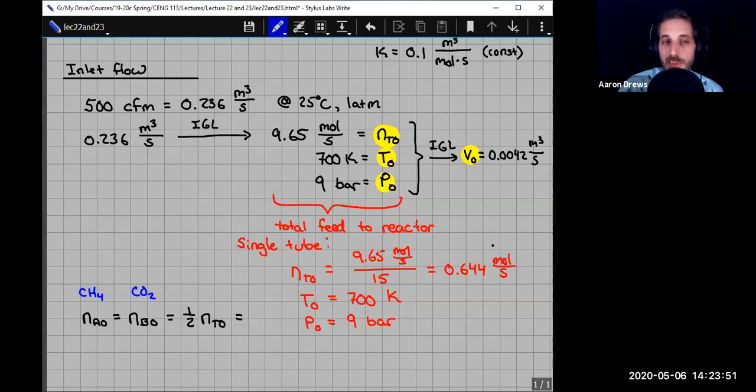If the shell was big enough, would there be a temperature difference between the inner and the outer tubes? Possibly. If there was non-uniformity in the way that the stream got pushed into the reactor in the first place, it's possible, yeah.